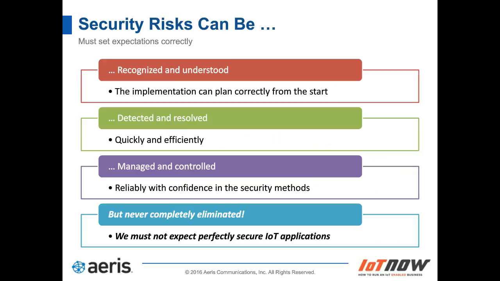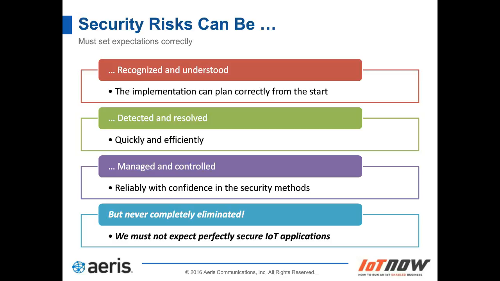Another point I want to mention, and I'll lead into that point by mentioning that generally speaking, security risks can be recognized and understood relatively straightforwardly. So you can plan correctly from the start. Now, when I say relatively, it's because there will always be new things that come up that you don't understand, or new ways that threats can develop that you may not be able to resolve up front. The idea should be that we can detect these security risks relatively quickly and efficiently, try to resolve them fairly quickly. We can try to manage them, we can try to control them, and hopefully the security methods that we have developed in the past few years can be used reliably with confidence.